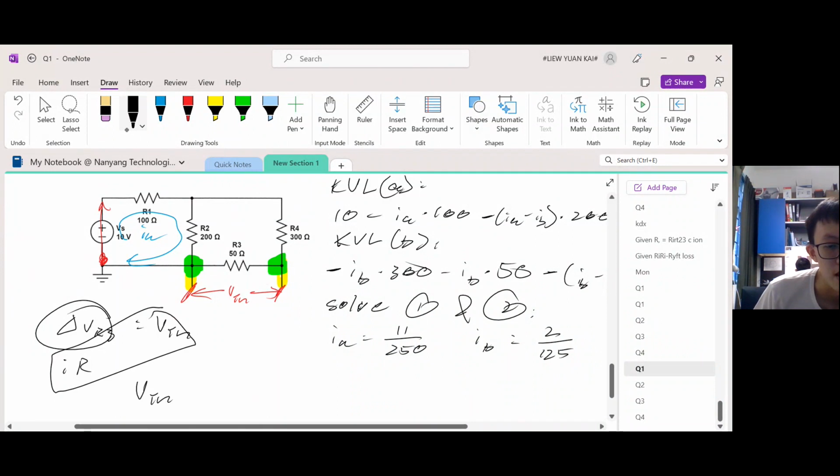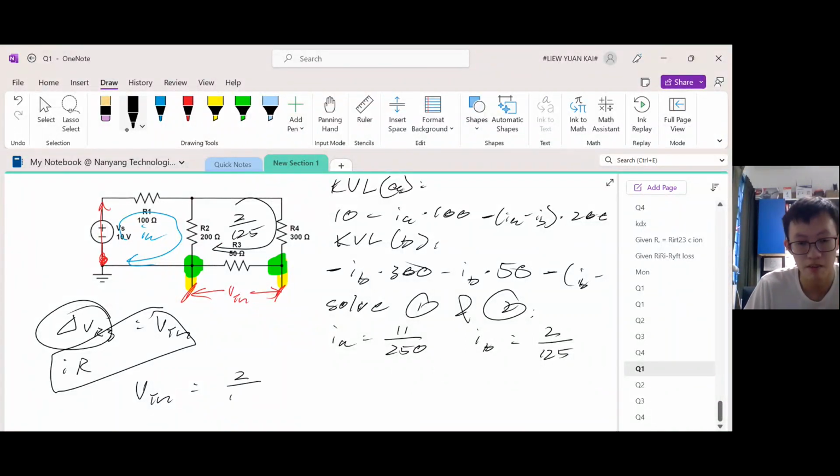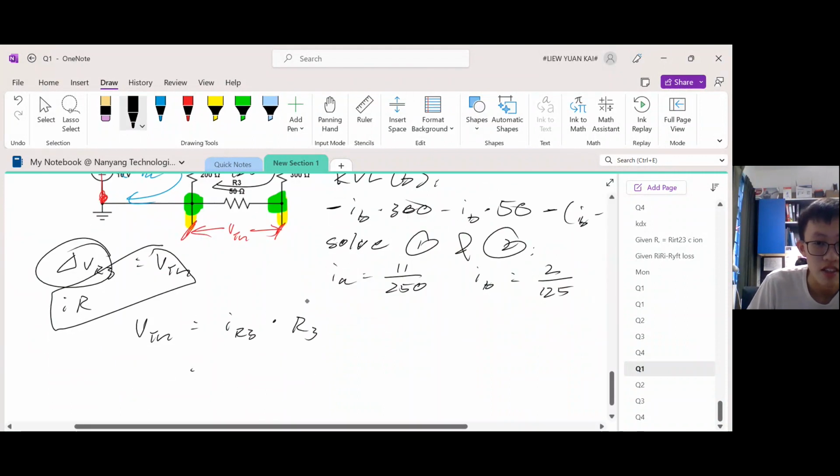So Thevenin is equal to the current through R3, which is IB, and we got IB is 2 over 125. Okay, let me just do this clearly. The current through R3 multiplied by the resistance R3. So the current through R3 is IB, which is 2 over 125. Then the resistance is 50. We punch this in our calculator, we should get 0.8. So this is our V Thevenin.